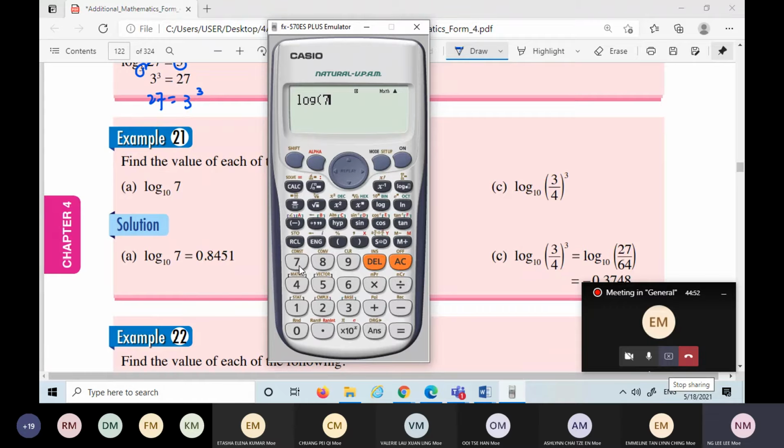Other bases, you cannot directly use the calculator. You have to make some adjustment before you use a calculator. So log 7, this is the answer. Four significant figures are there. Four significant figures, so 8, 4, 5, 1 when you round off. Next.